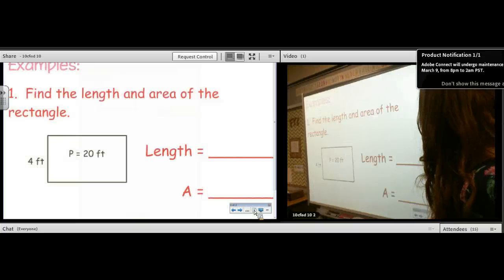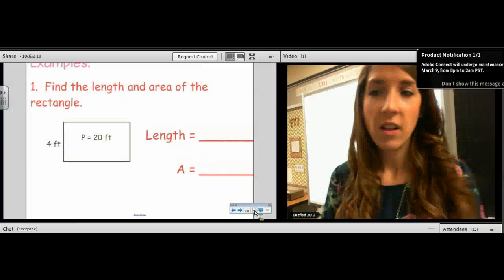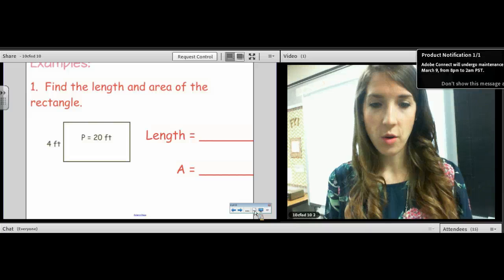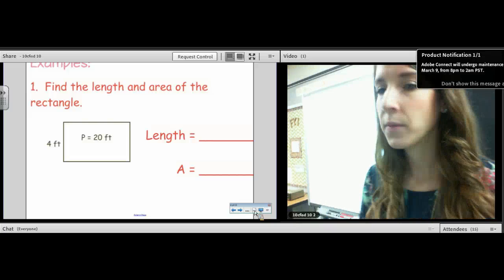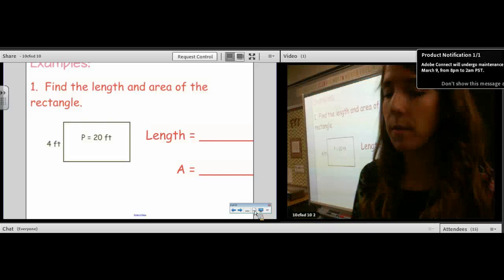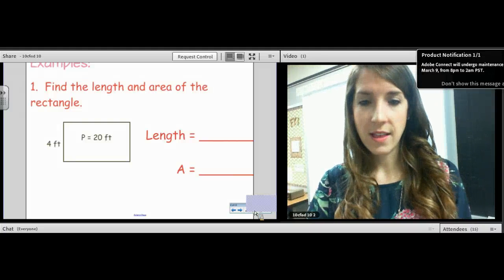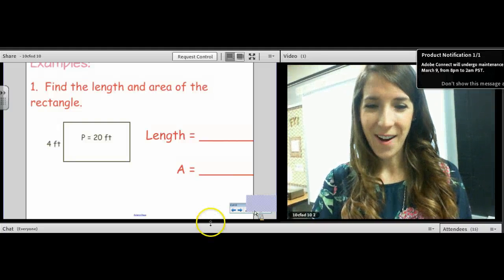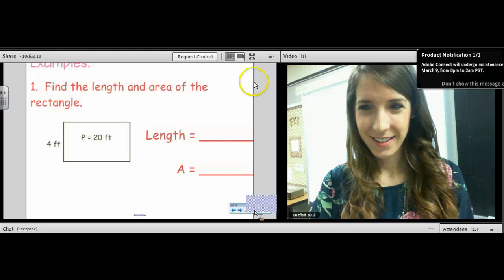Okay, let's dive right into examples. That's all we're doing today. Lots of examples, and then I'll let you work on your homework. You'll have time to get it done in class. Okay, I give you the perimeter. You find the length and the area. I heart formula charts.